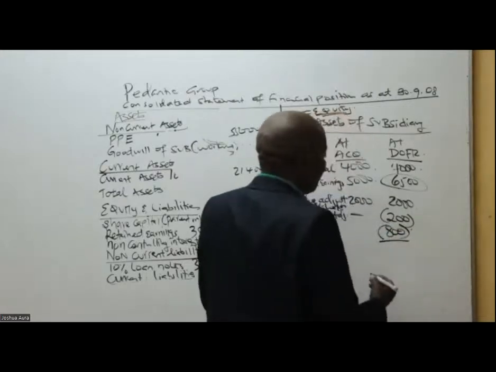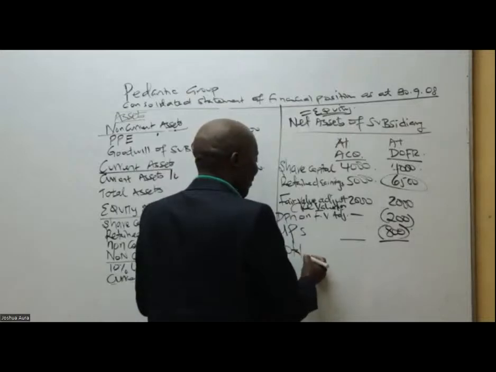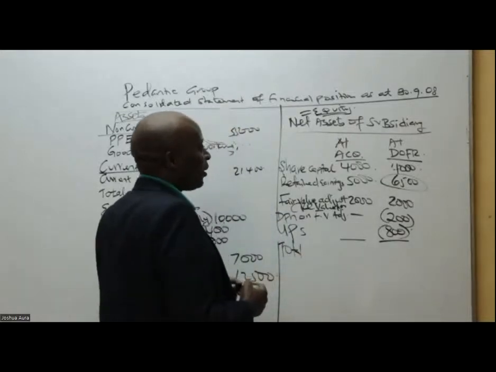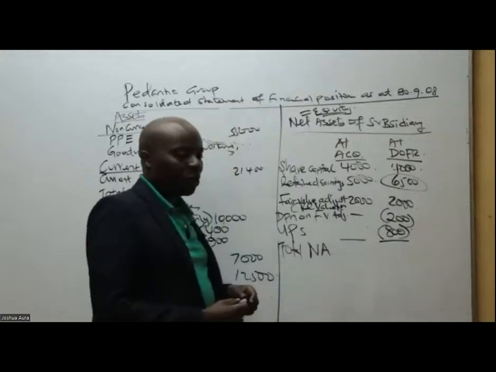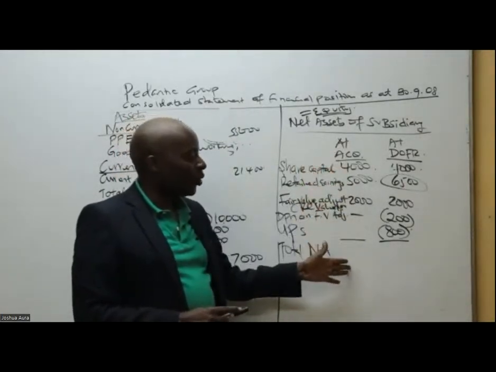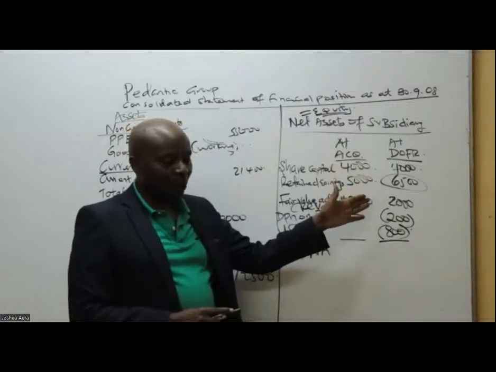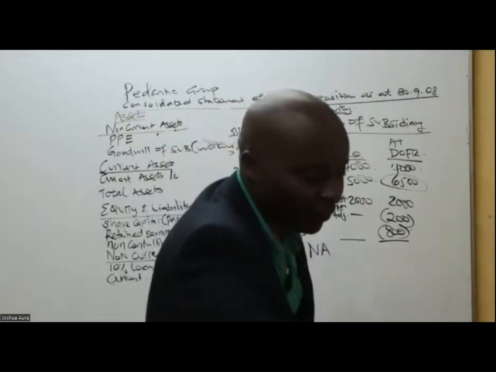I subtract, and that is it. Could you kindly give me the total net assets now? You normally call it the total NA. The total net assets at acquisition, add everything, and at the date of financial reporting, give me the figure. Please give me the figures there.